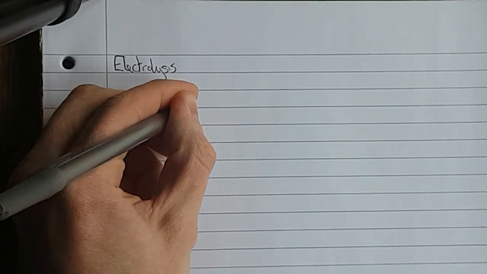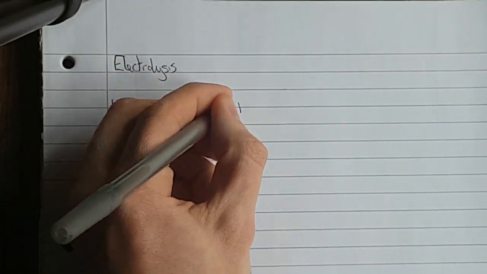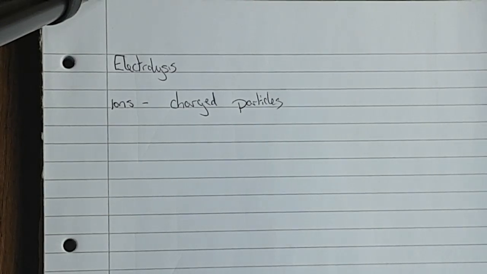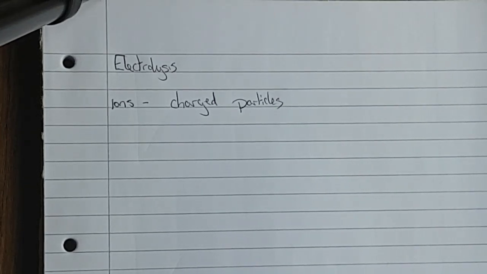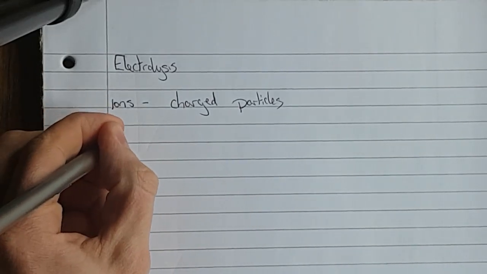Now the first thing you need to know about electrolysis is what ions are. Ions are charged particles. These can be either positively or negatively charged particles. So that's what an ion is. Now there are two separate words to distinguish whether it is a positively charged particle or a negatively charged particle. Positively charged particles are called cations.